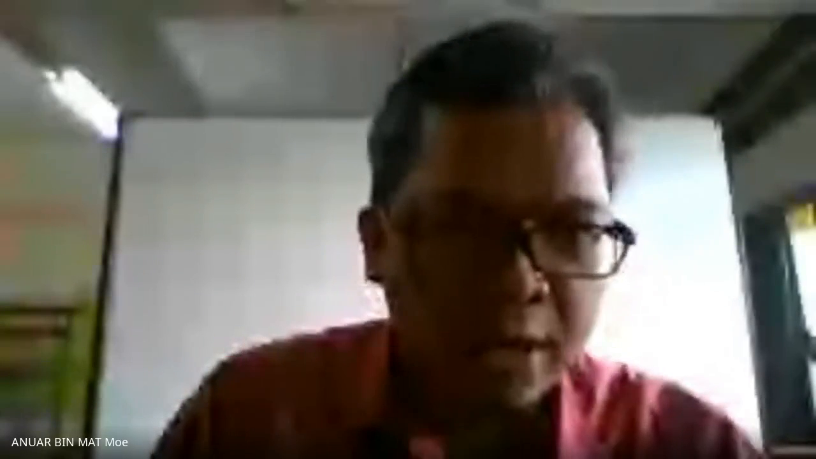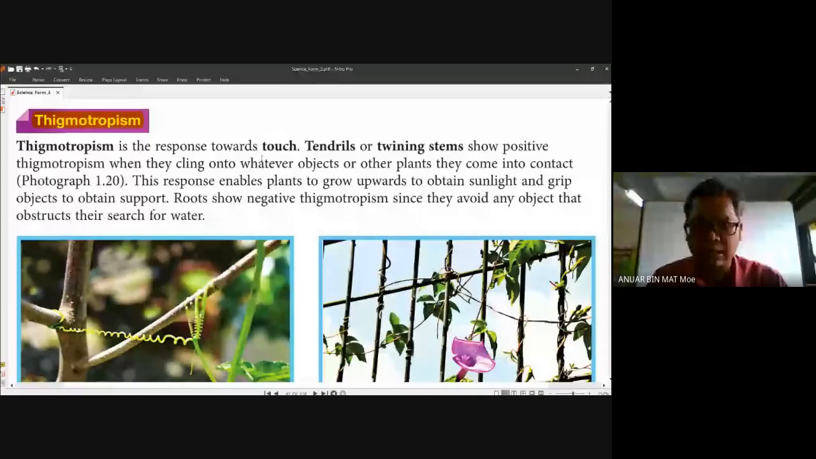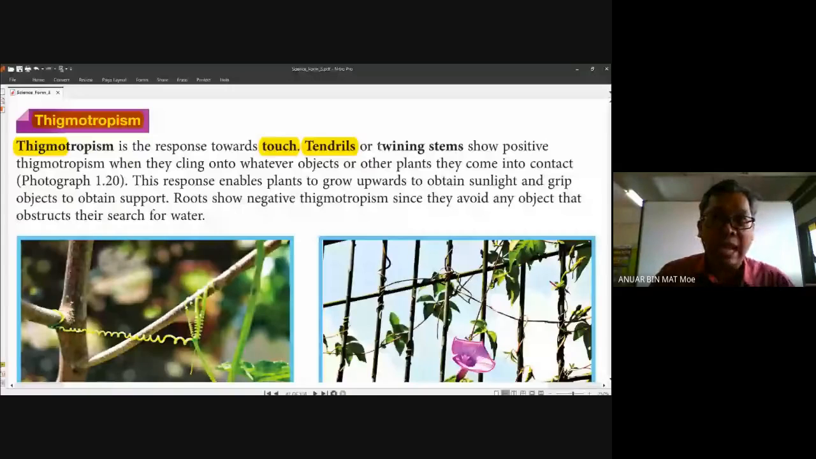Okay, next one is Thigmotropism. Thigmotropism is the response to touch. Thigmo, touch. Tendrils or twining stems show positive thigmotropism when they cling or climb onto whatever object they want to grow on. For example, the cucumber plant and the morning glory plant.